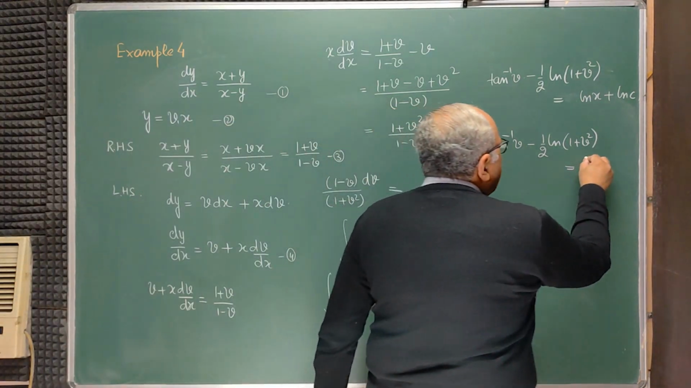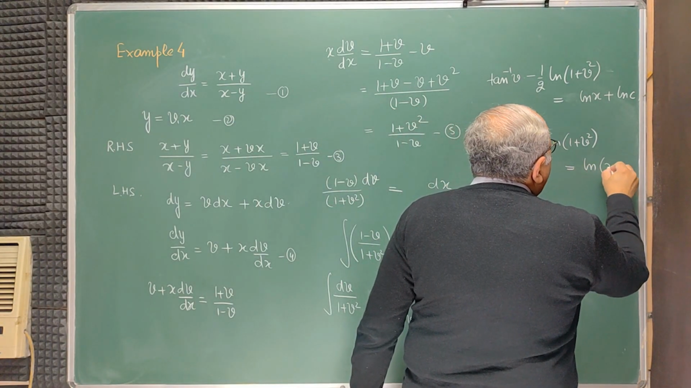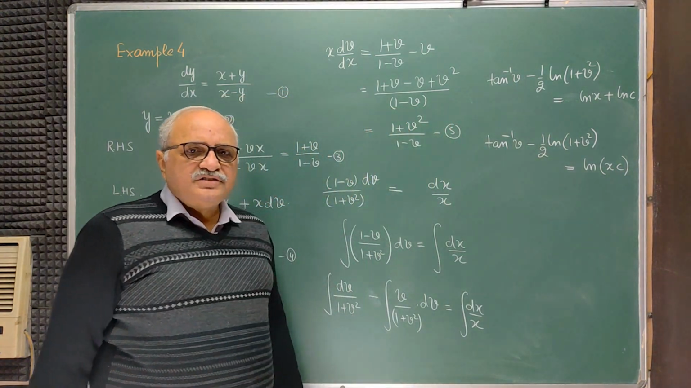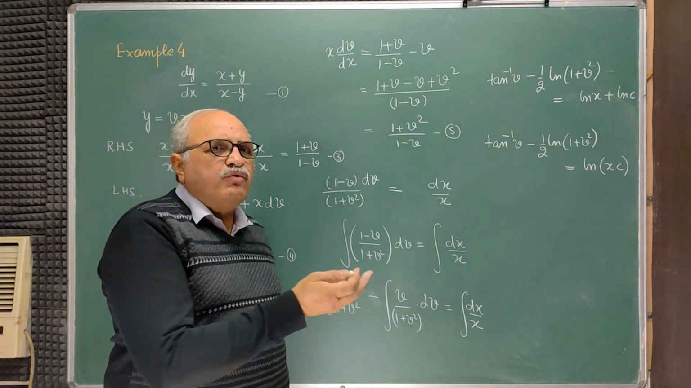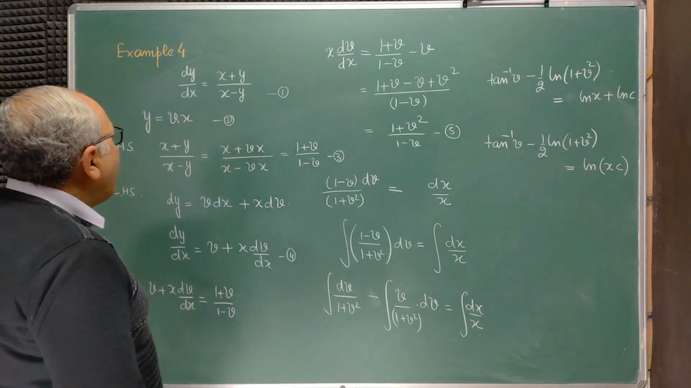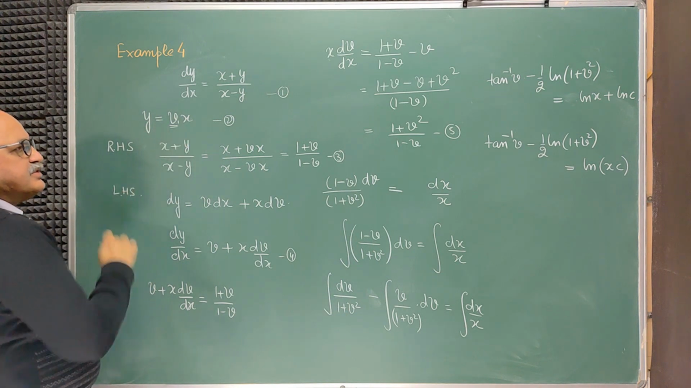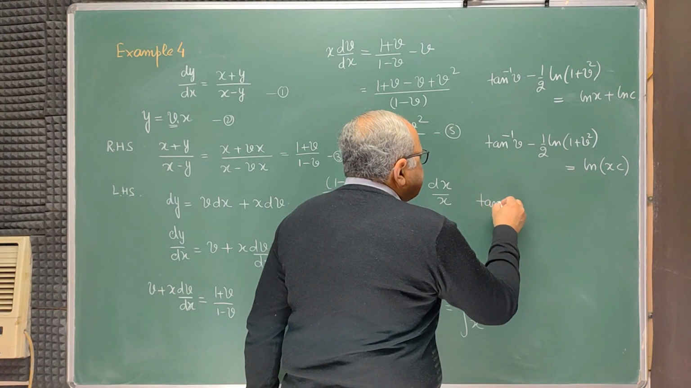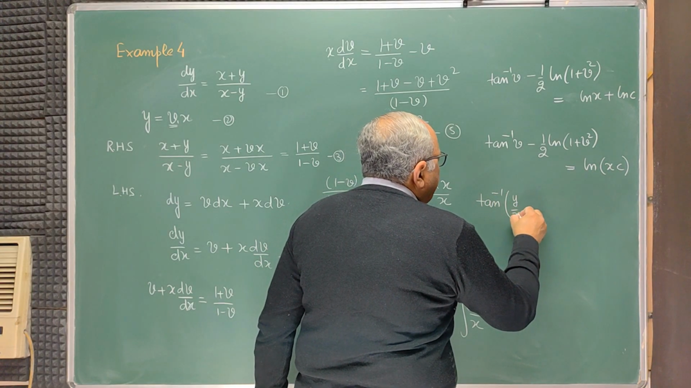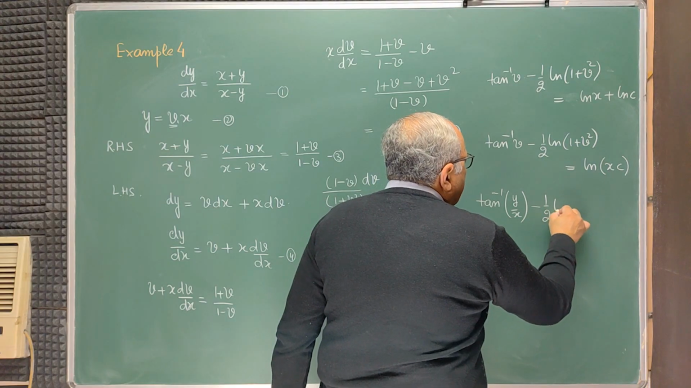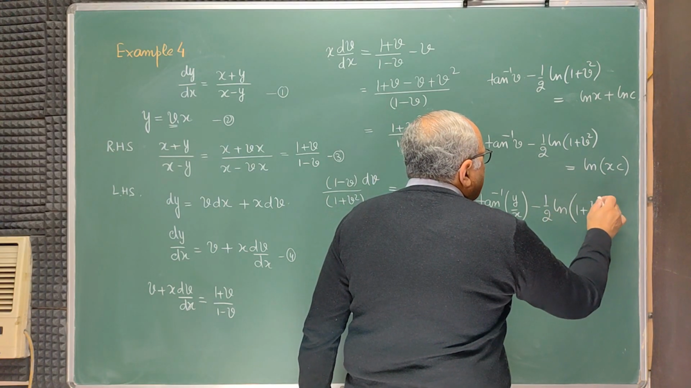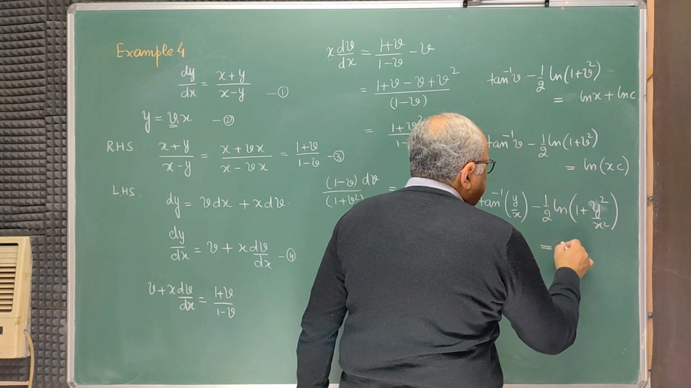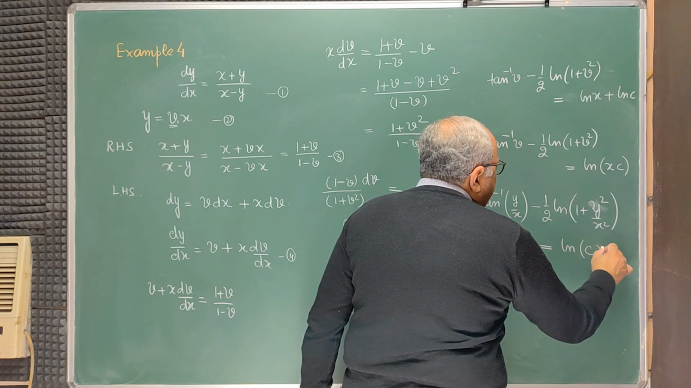This is now log x into c. This is the solution of the differential equation which involves v. But since we have v as y by x, we have to reverse our substitution. So we write finally this is tan inverse of y by x minus half log 1 plus y square by x square, and is equal to log cx.